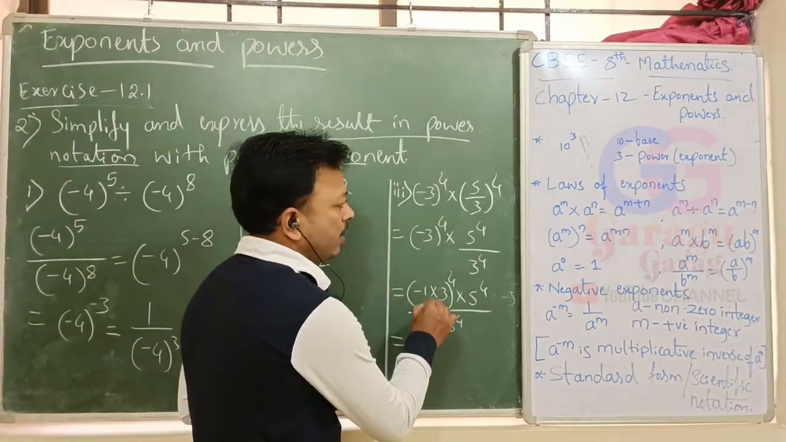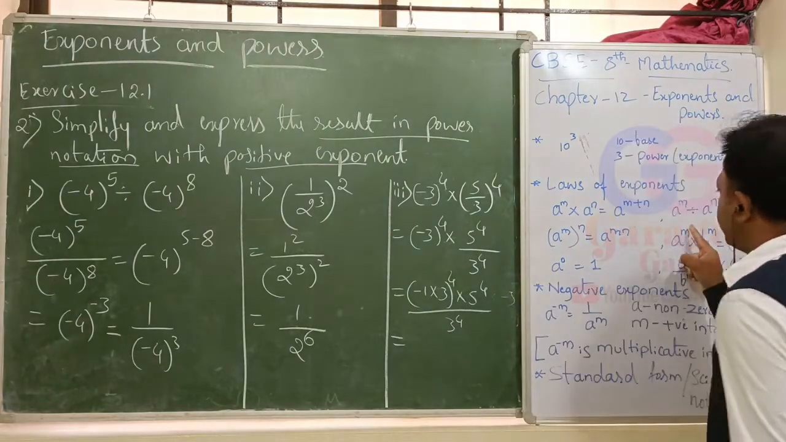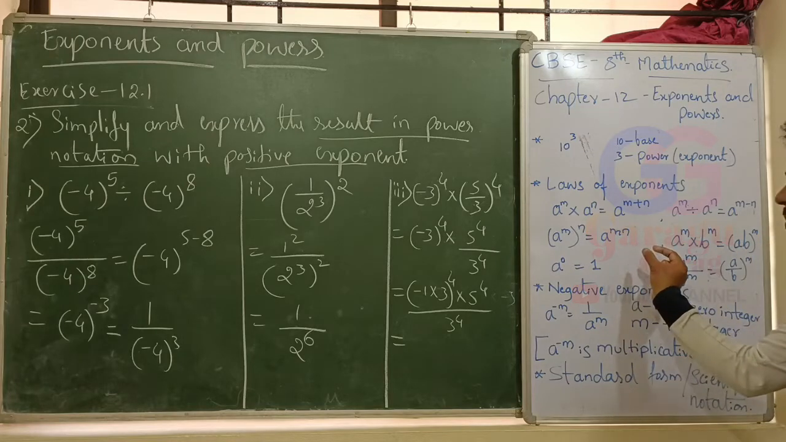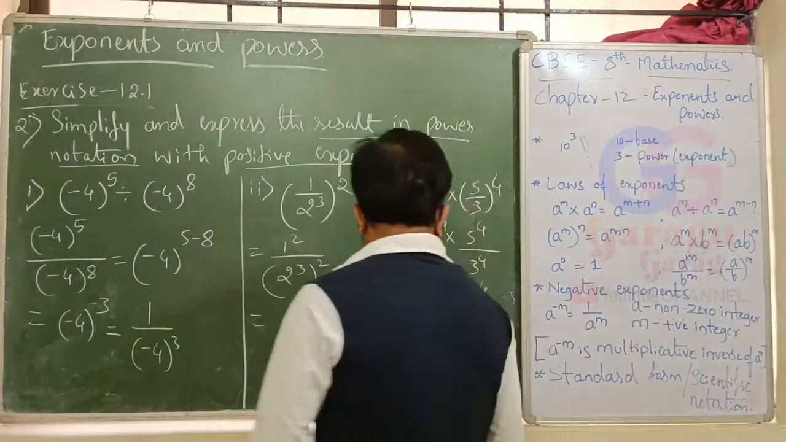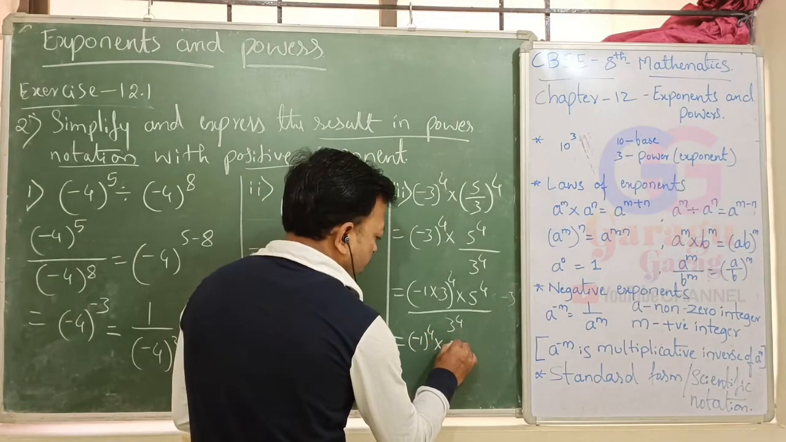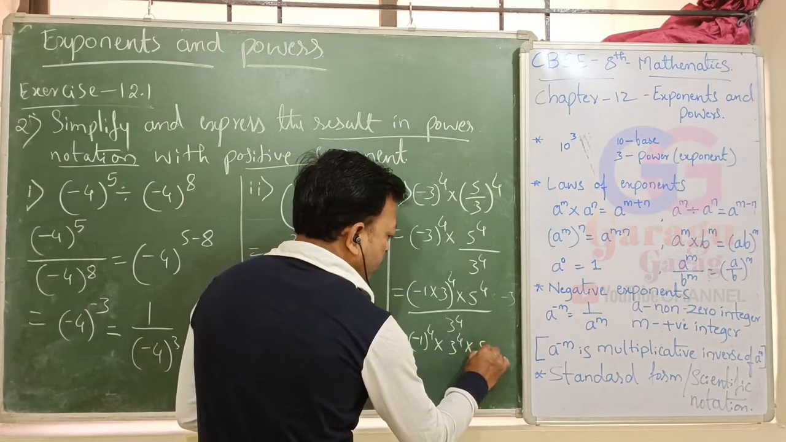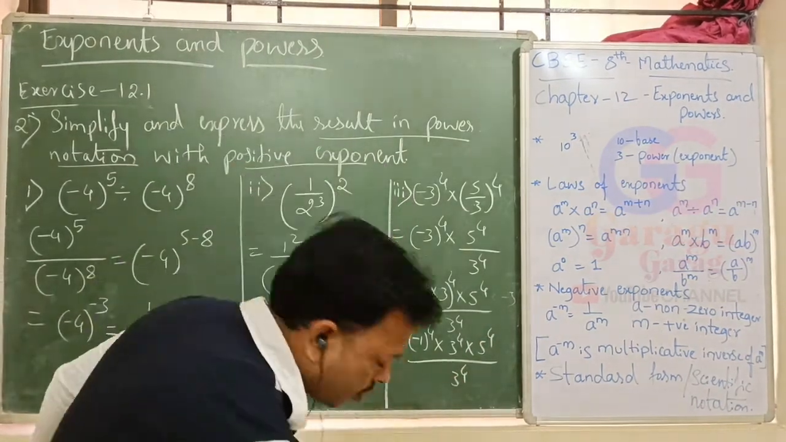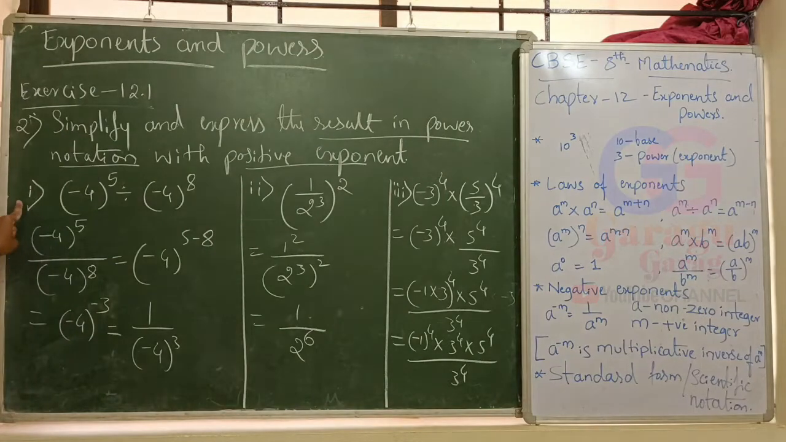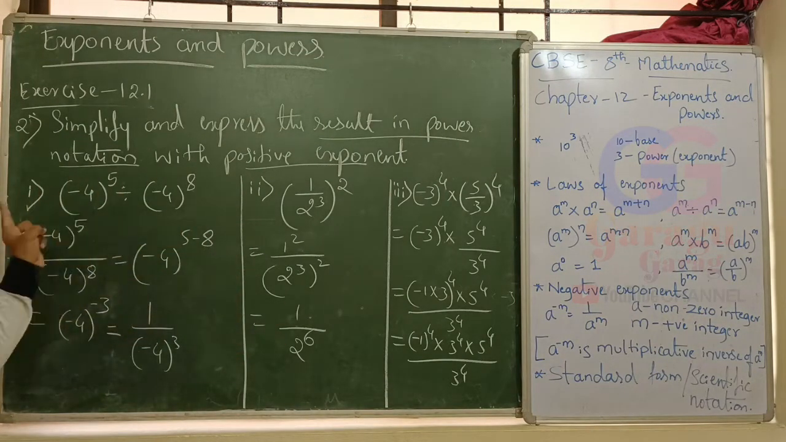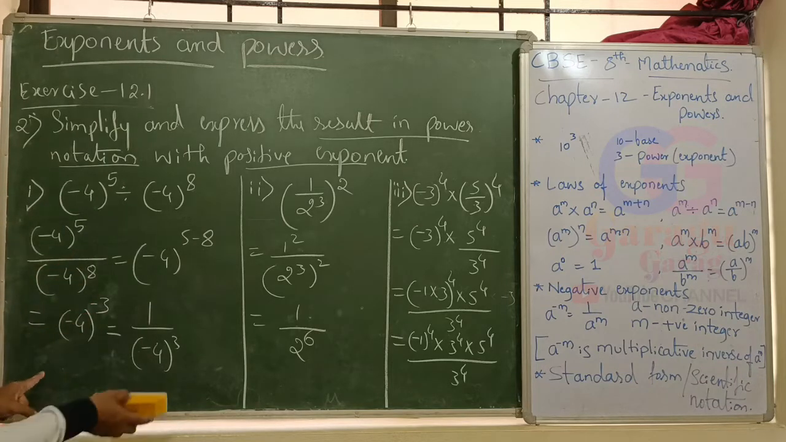So separate this one. Here a raised to m into b raised to m equals ab raised to m. If ab is there, separate the term a raised to m and b raised to m. Like that you have to separate it. Minus 1 raised to 4 into 3 raised to 4 into 5 raised to 4 divided by 3 raised to 4. Is it understood? Okay, that continued part I'm going to solve it here.